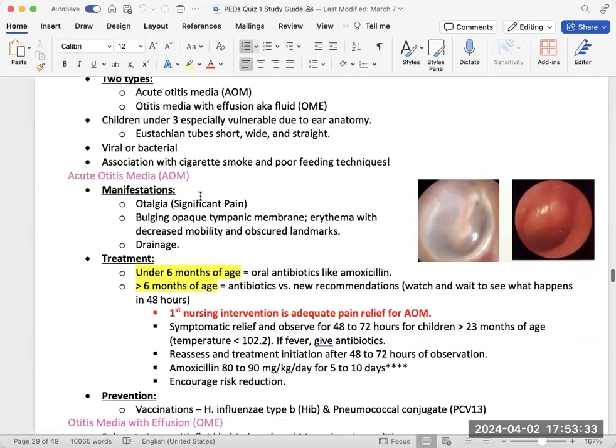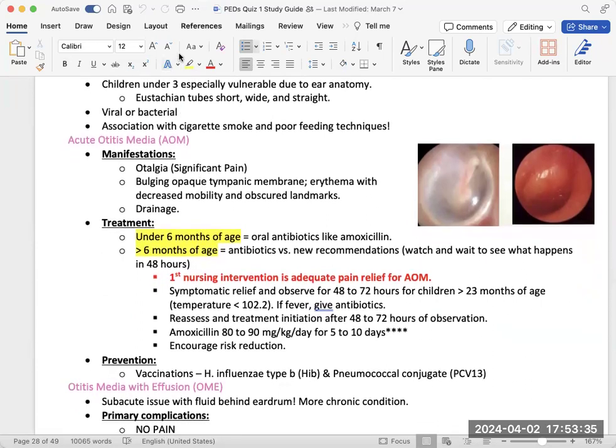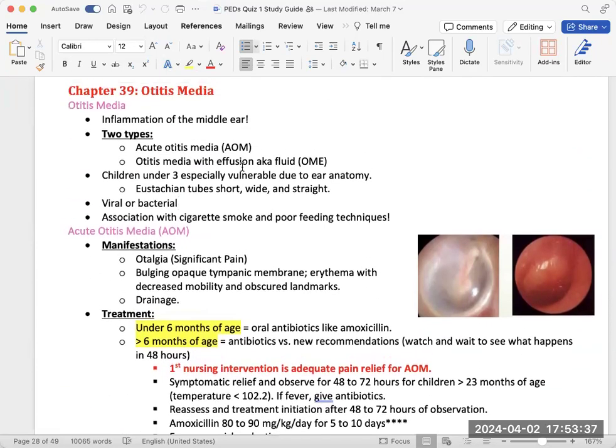It could be viral or bacterial in nature, and it's actually associated with cigarette smoking and poor feeding techniques. So we talked about, right, how you need to feed babies properly, especially if you're doing the breastfeeding method to latch onto the areola. If they're not doing that, they can have a higher risk for otitis media. And if they're always around a parent who smokes, that can also increase their risk.